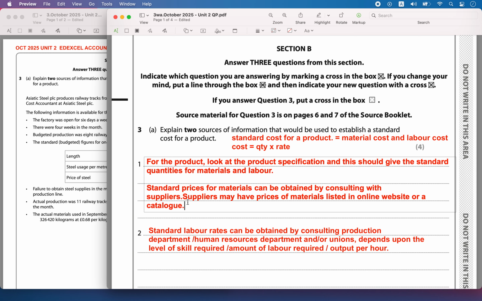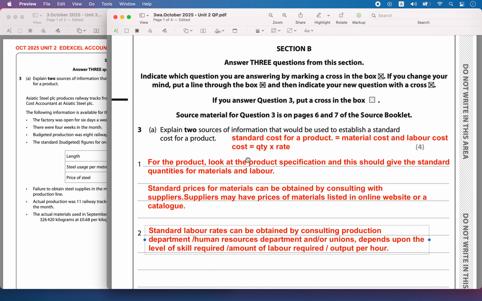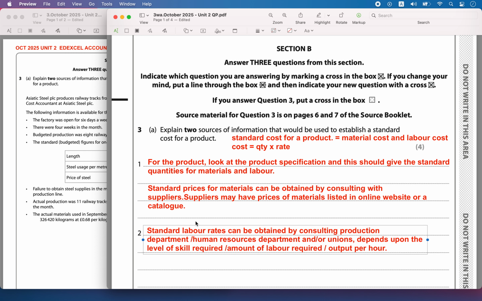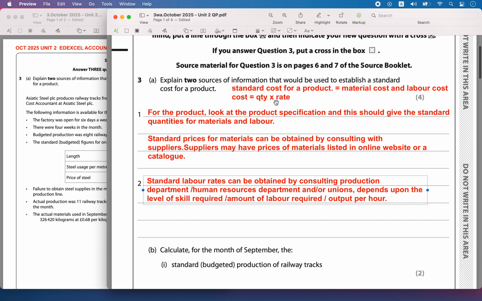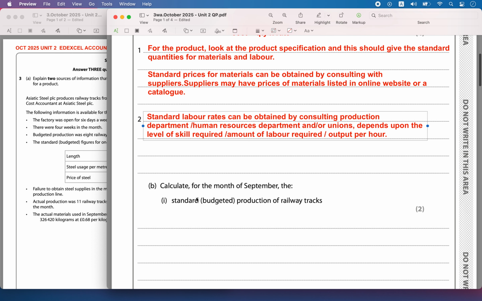For the standard price, you could obtain it by consulting with the suppliers. You could also check their online websites or catalog. For the standard labor rates you could consult the union or the HR department and ask them, depending on the level of skills, what is the amount of labor required to make that specific product and what is the output per hour. So to understand all this, you will have to consult people and then establish the standard pricing. And finally you will be able to establish the standard cost.